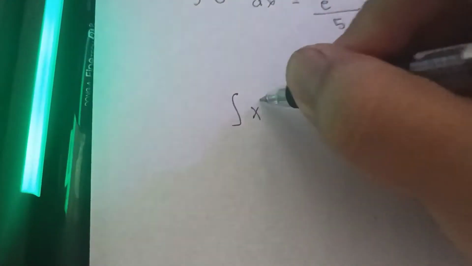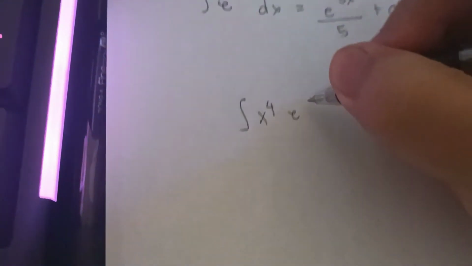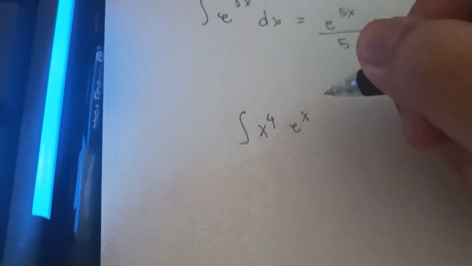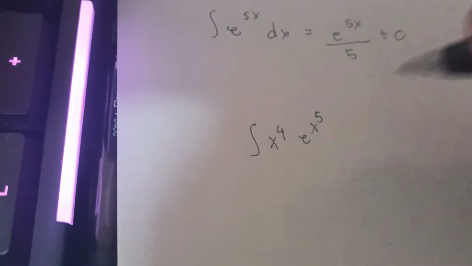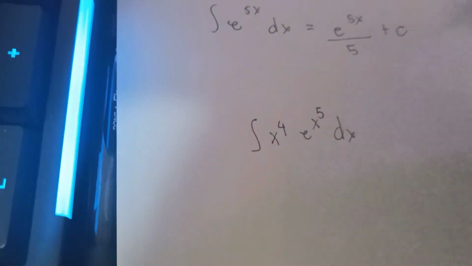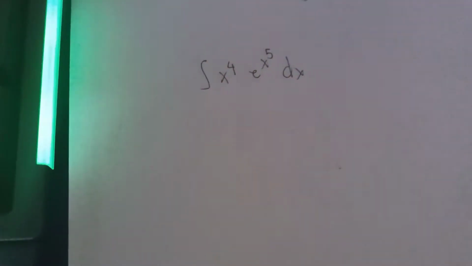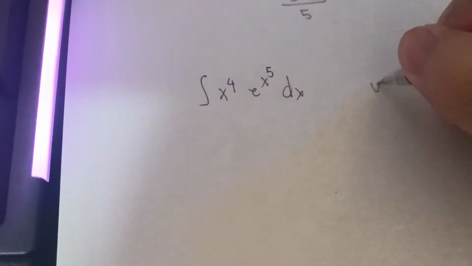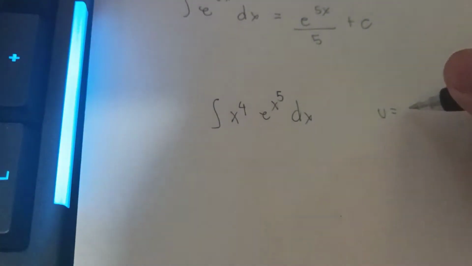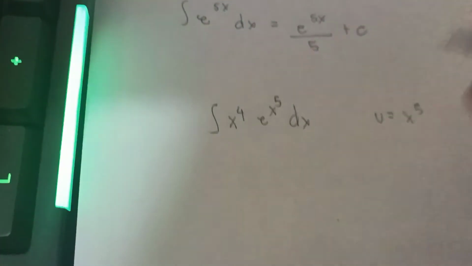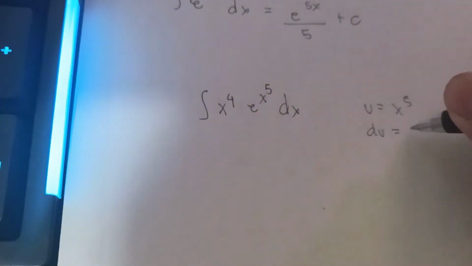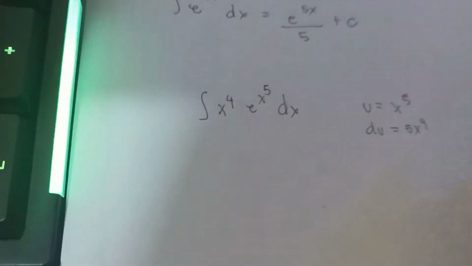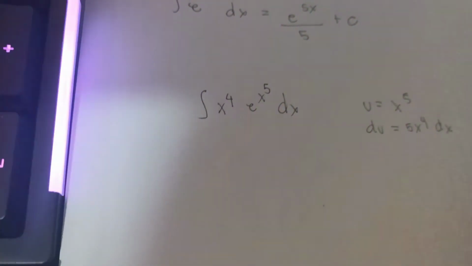Another example here: the integral of e to the x to the 5th, dx. It's basically similar to u substitution. We will take this x to the 5th, and then our derivative, which is equal to 5x to the 4th power dx.